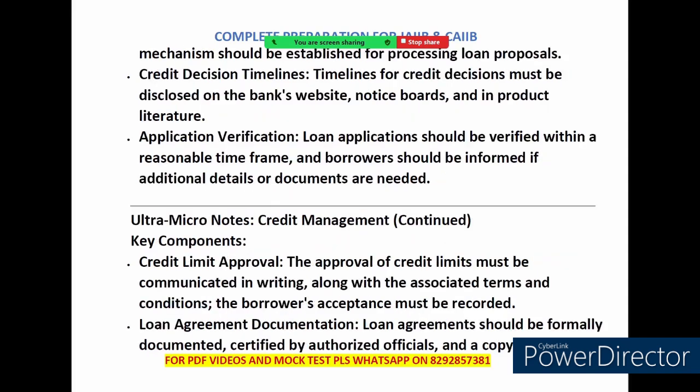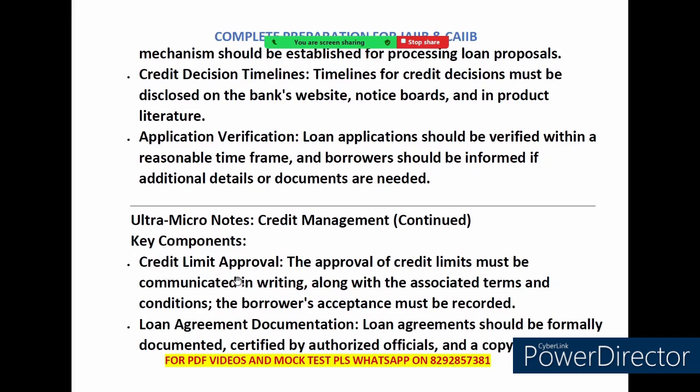Now let's discuss the credit decision timeline. So transparency: the bank must disclose on their website how long it takes to make a credit decision. Application verification: the loan application should be verified promptly, and if more information or documents are needed, the borrower should be informed quickly.